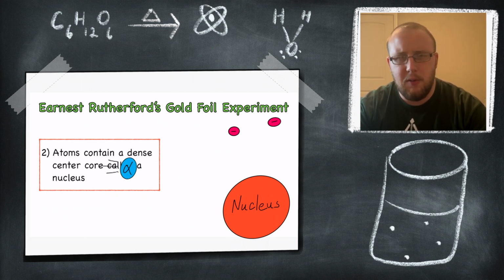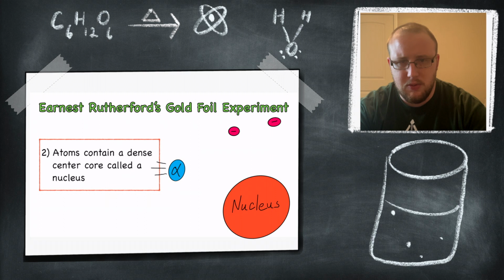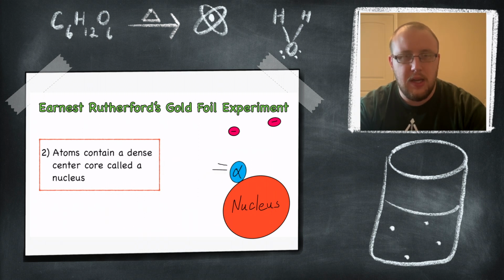So whether they were bouncing straight back at the machine or off at an angle or whatever, Rutherford thought that because they bounced, that means that they hit something. So because of this, he assumed that an atom has a dense core, and this dense core is massive compared to the atom itself. And this dense core is what he called a nucleus. So the big things from Rutherford: atoms are mostly empty space, and they have a dense core called a nucleus.